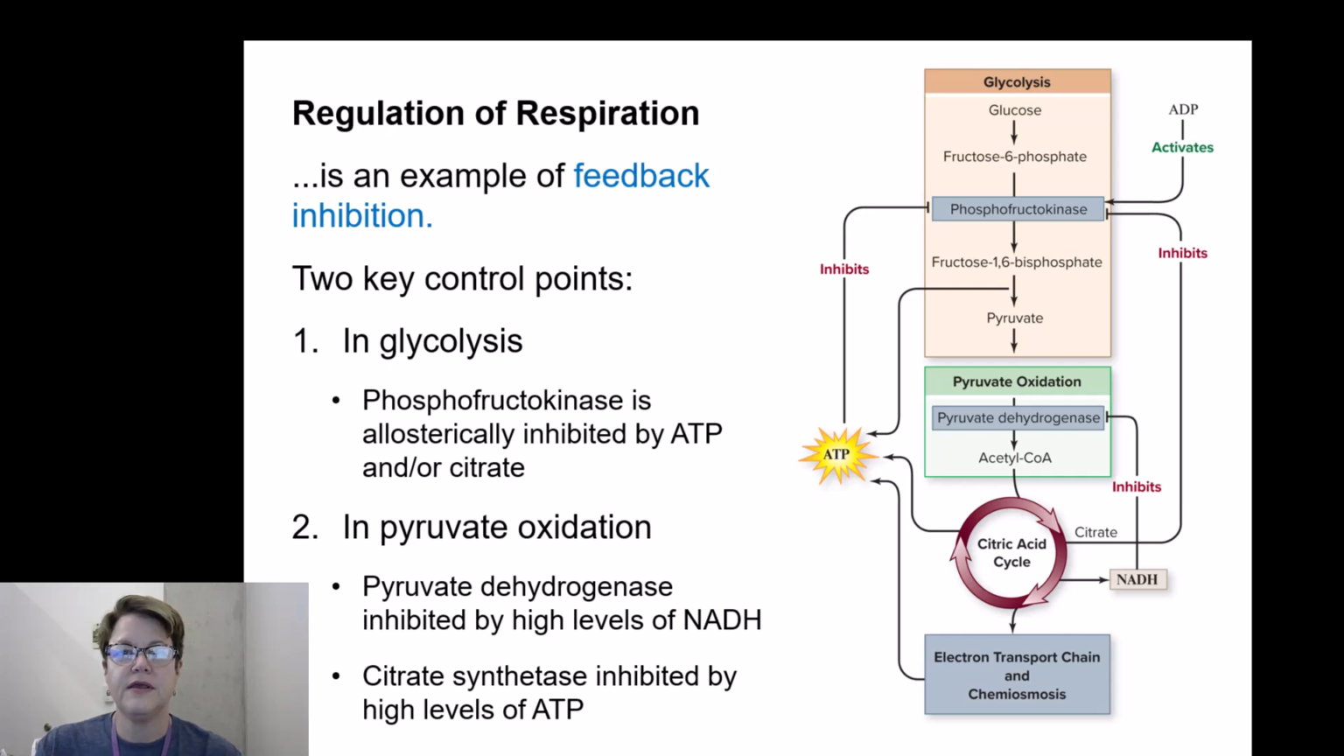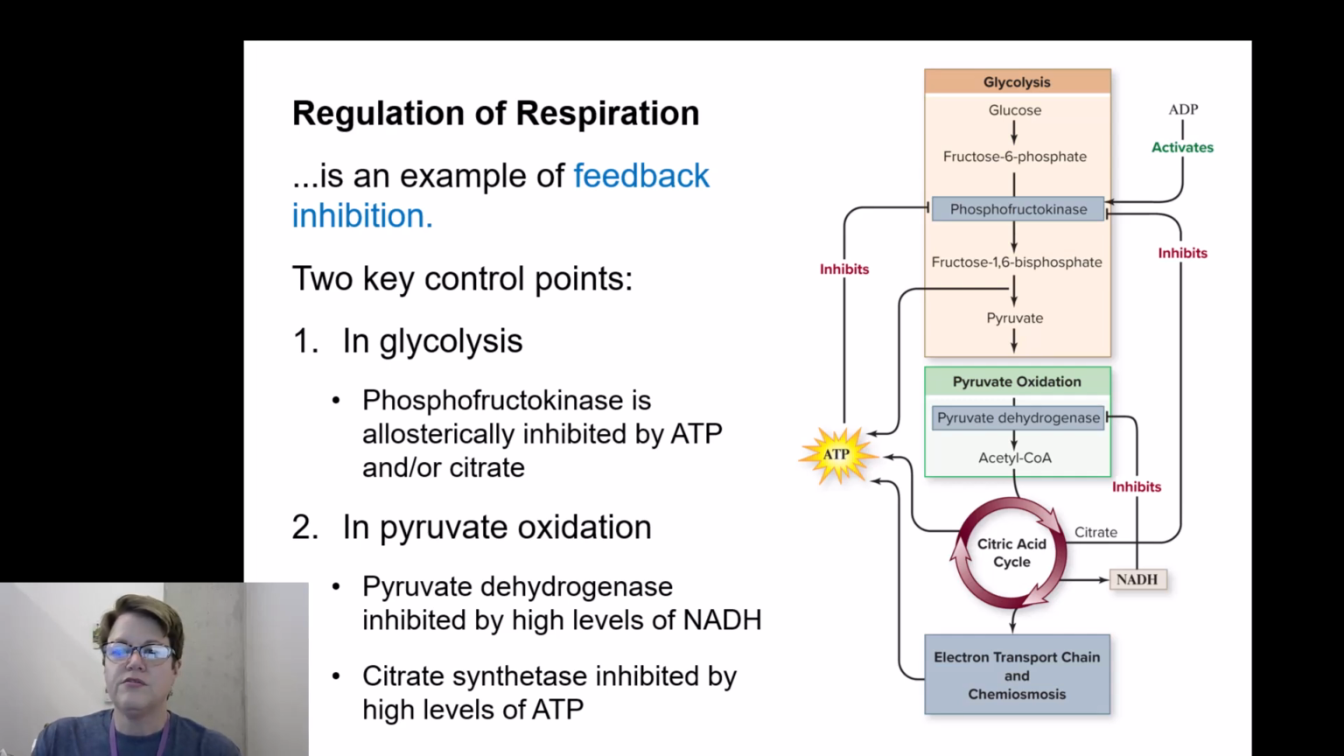Now, the inhibition is not permanent, but it acts as a sort of thermostat in the cell, such that the cell isn't making too much of something or too little of something. And so what happens in cellular respiration is there are actually several points where there is some feedback inhibition. And this diagram shows you several of them.